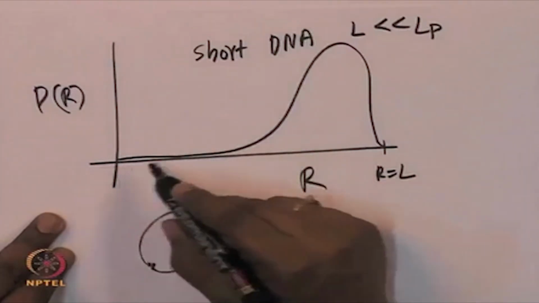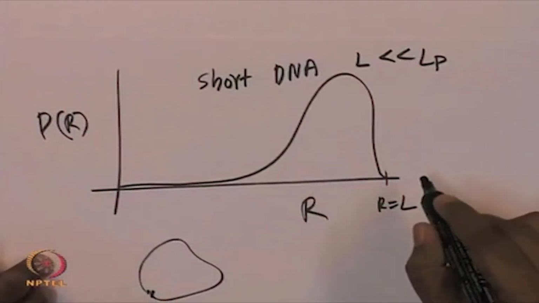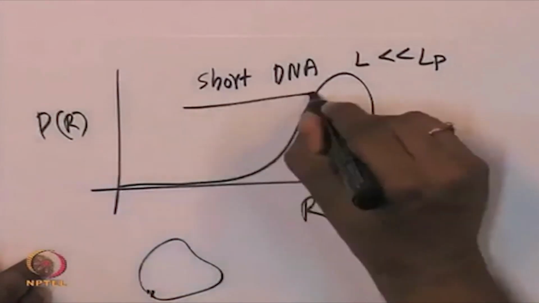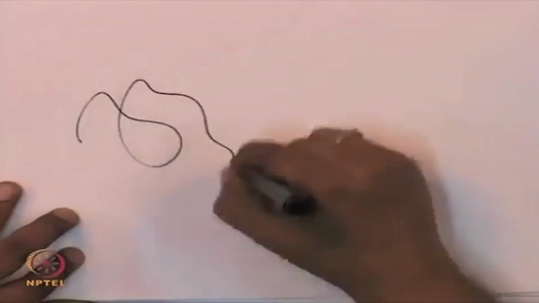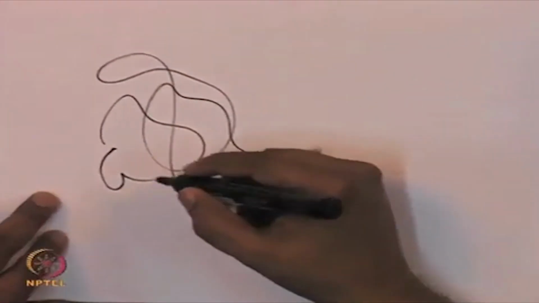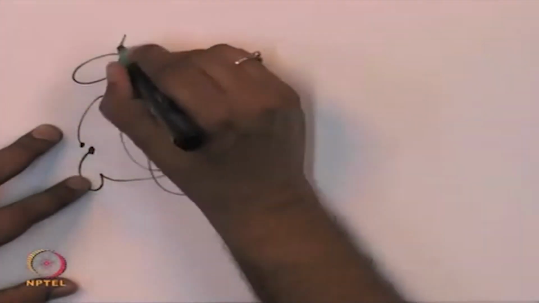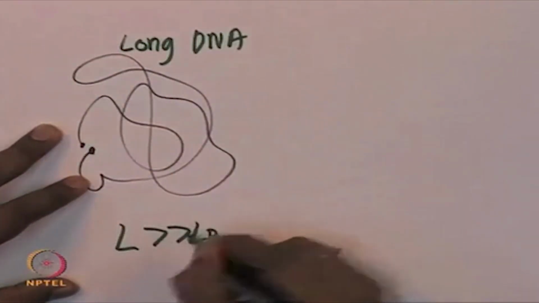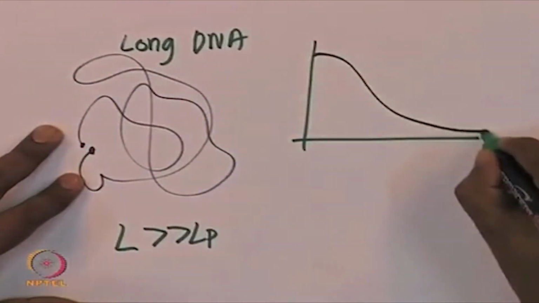This is the probability to have a given end to end distance for a short DNA. For a very long DNA, you can imagine that it will take all kinds of shapes, so it is highly probable that these two ends come together. So, for long DNA, when the length of the DNA is much greater than the persistence length, this will look something like this.